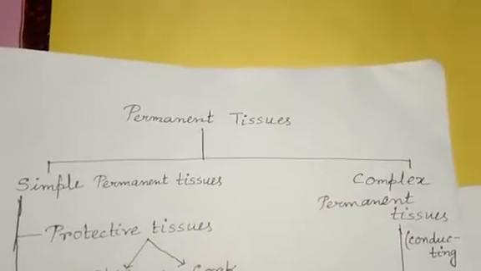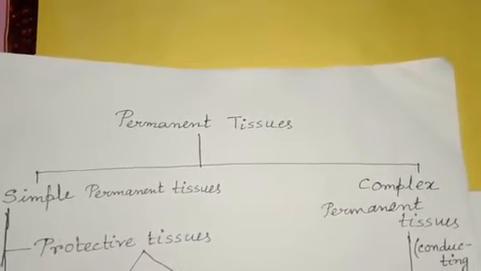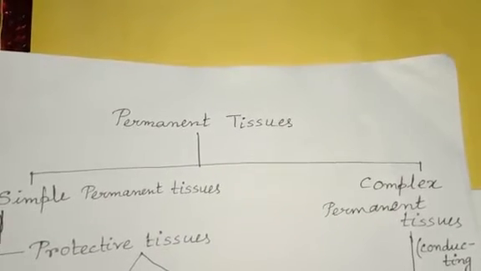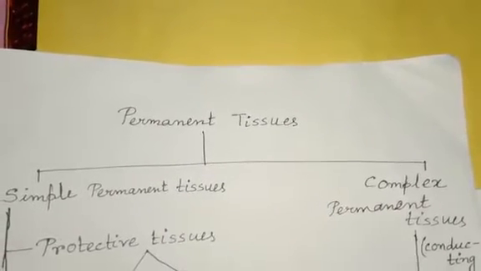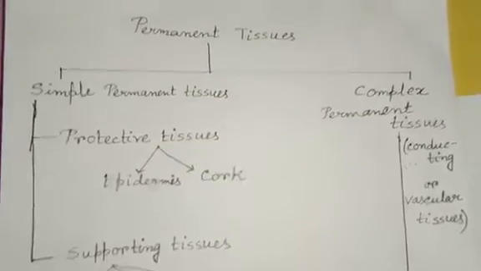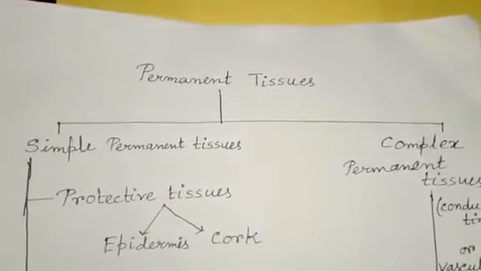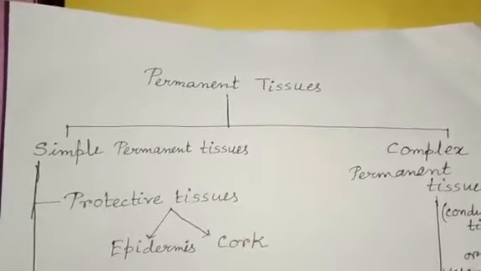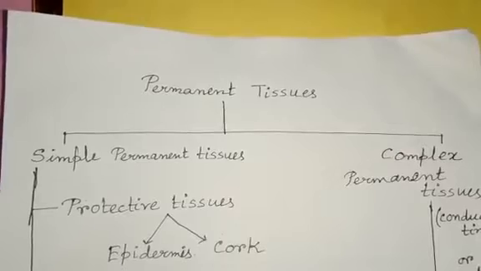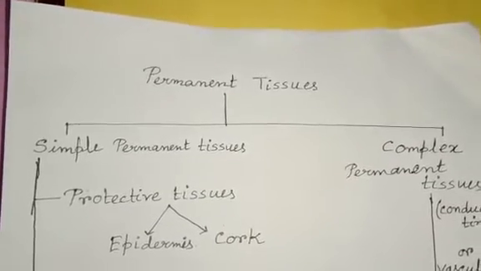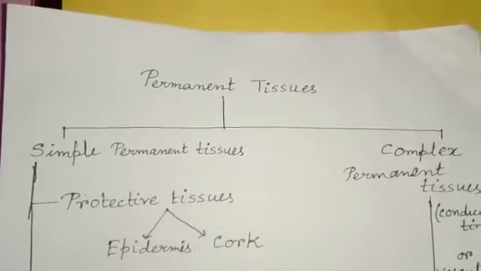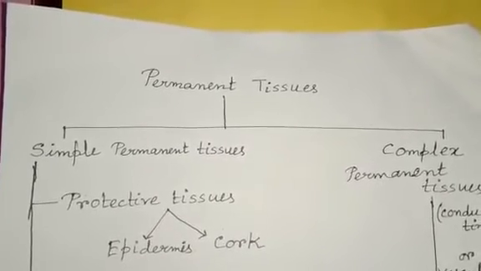First is simple permanent tissue. As it is simple, it is made up of only one type of cells. It is of two types, protective tissues and supporting tissues. Protective tissues, from its name only we can understand, provide protection to the plant parts. Protective tissue is again subdivided into two types, epidermis and cork. They are made up of thick-walled cells.